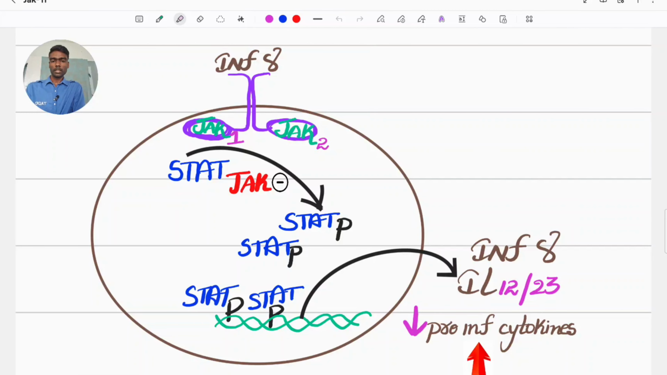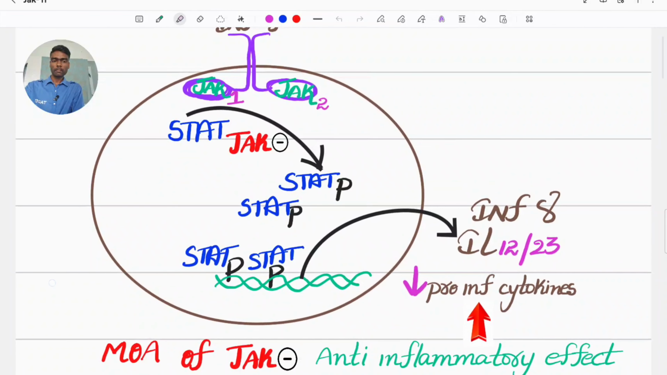JAK inhibitors. The main mechanism of action of JAK inhibitors is anti-inflammatory. They also have immunomodulatory action. They are also a type of disease-modifying anti-rheumatoid drugs, for which it is approved by FDA. How is it going to do its anti-inflammatory action? By reducing pro-inflammatory cytokines. How is this possible?